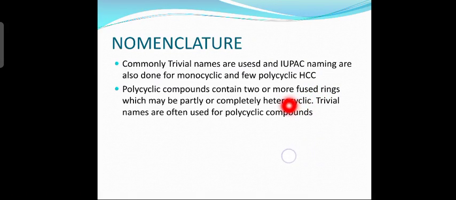Polycyclic compounds contain 2 or more fused rings which may be partly or completely heterocyclic. Trivial names are often used for polycyclic compounds. Most of the polycyclic compounds we usually name with trivial names. Okay, we give trivial names.